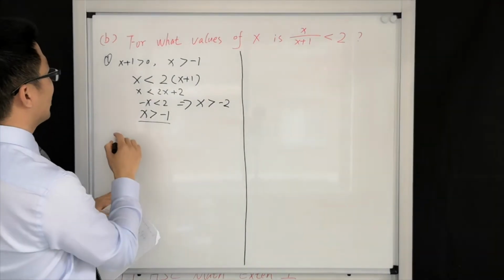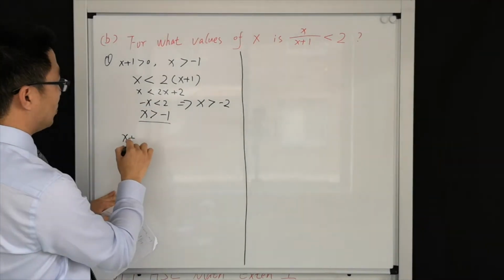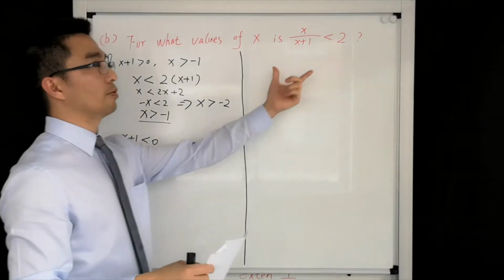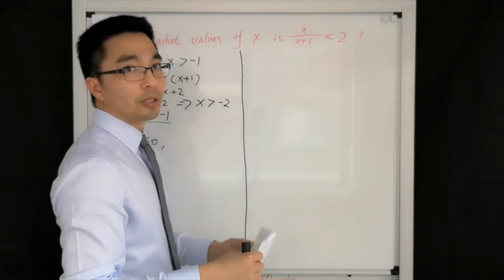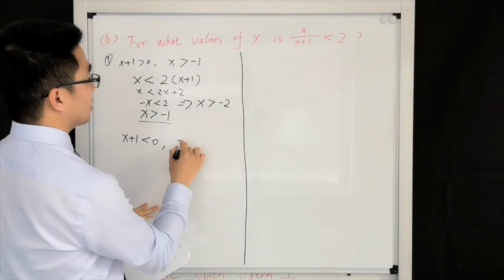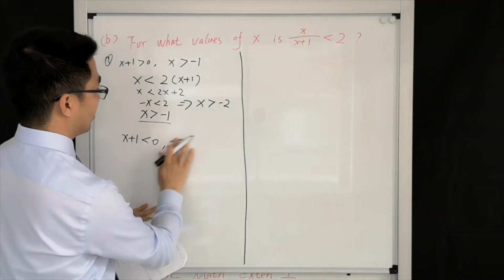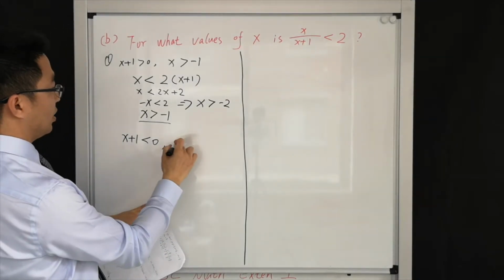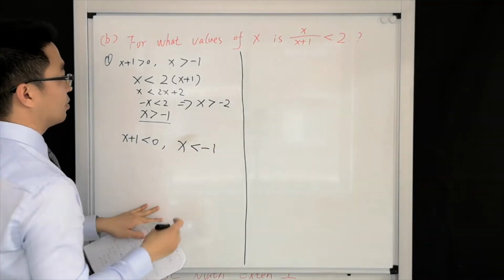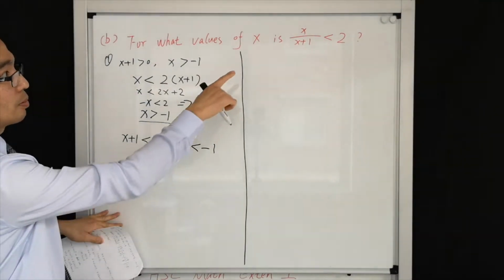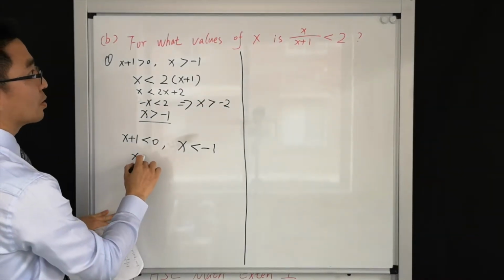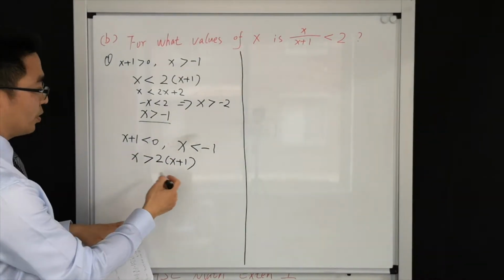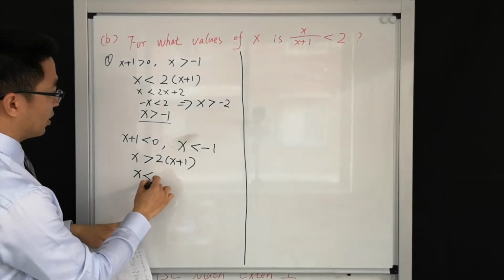And the second situation is when x plus 1 is less than 0. So when we times a negative number on both sides, we have to change the sign to the opposite. This one is x less than negative 1. So times x plus 1 on both sides, you have x greater than 2x plus 1. So the result for this one is x less than negative 2.